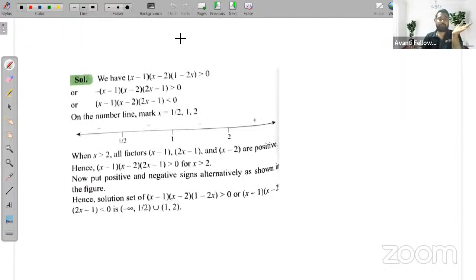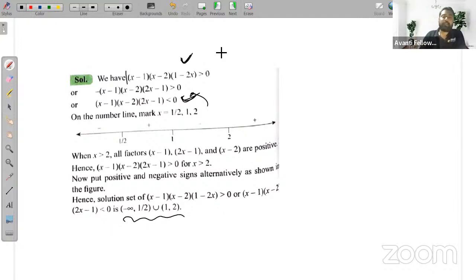Here you have the solution. The inequality is (x minus 1) into (x minus 2) into (1 minus 2x) greater than 0. First make all the coefficients of x positive, because in the last factor we have minus 2 as the coefficient of x. So before solving the inequality, you should make it positive by multiplying by minus 1 on both sides of the given inequality. When you multiply by a negative sign on both sides, the inequality sign will also be changed. So this is your final inequality, and use the wavy curve method here. You will get the solution.